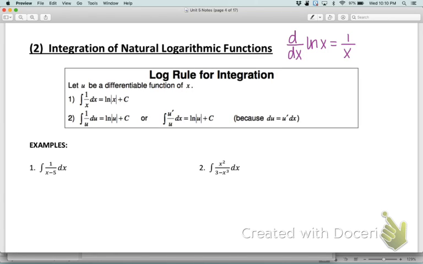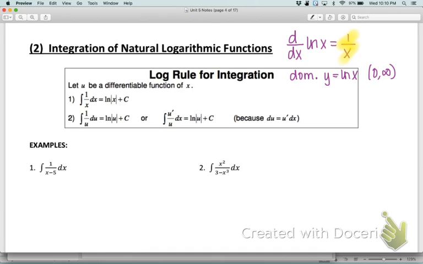The other thing that you want to keep in mind is that the domain of the natural log of x function is 0 to infinity. So you cannot take the log of 0, you cannot take the log of a negative. So that's why we have to keep it positive numbers only. That is important when we look at our integration rules. So we're going to be working backwards from this value.